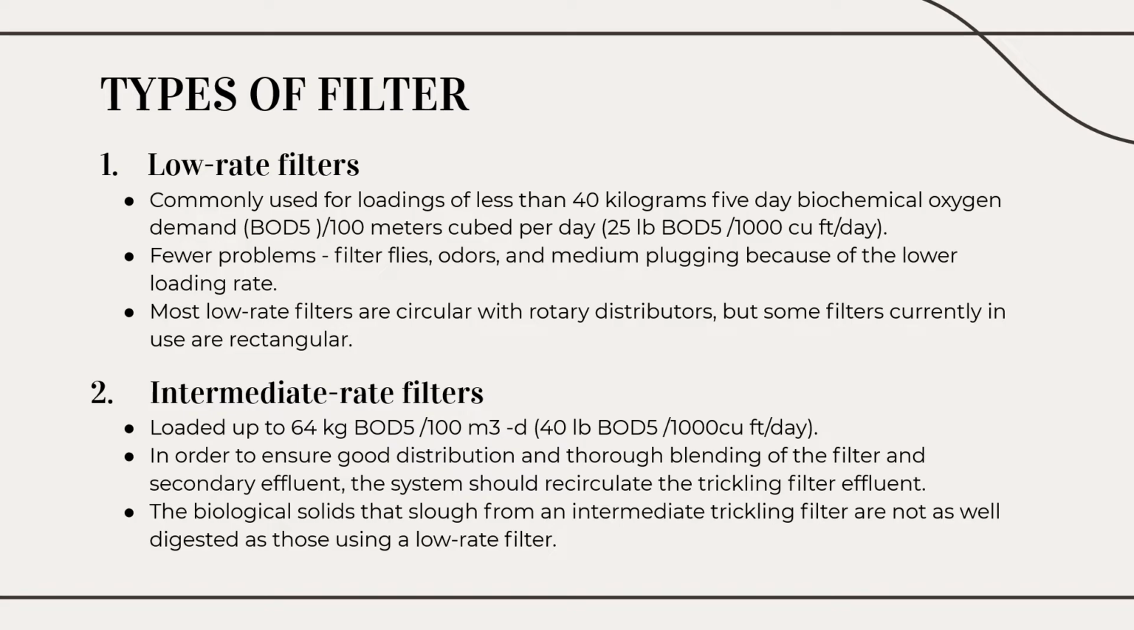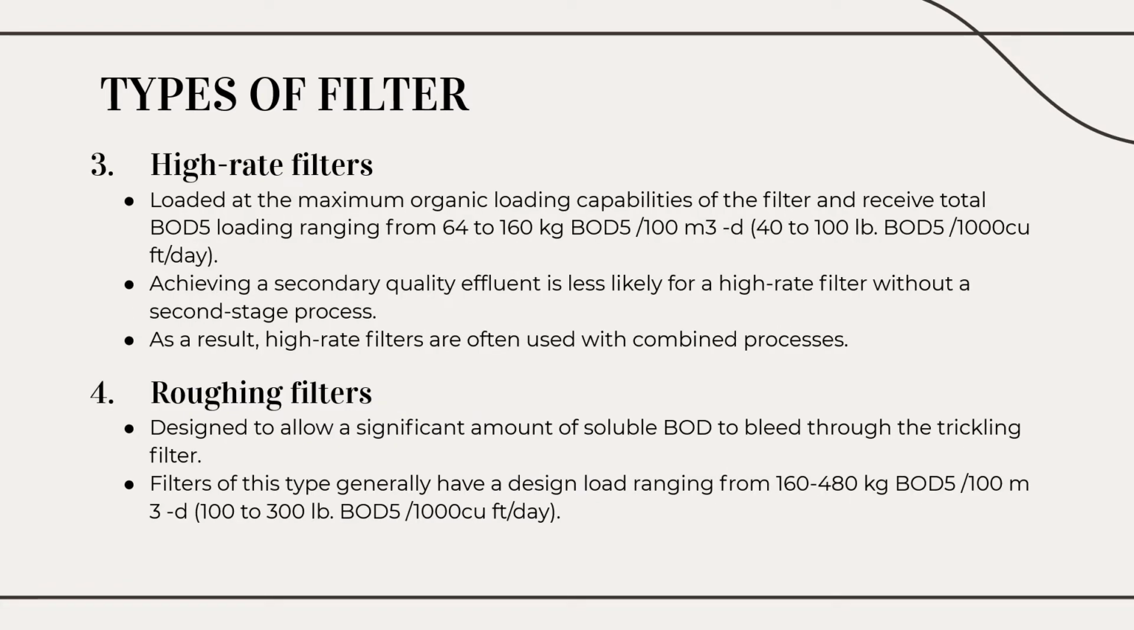Intermediate rate filters are often loaded up to 64 kg of 5-day biochemical oxygen demand per 100 cubic meters per day. In order to ensure good distribution and thorough blending of the filter and secondary effluent, the system should recirculate the trickling filter effluent. The biological solids that slough from an intermediate trickling filter are not as well digested as those using a low rate filter. Next is the high rate filter.